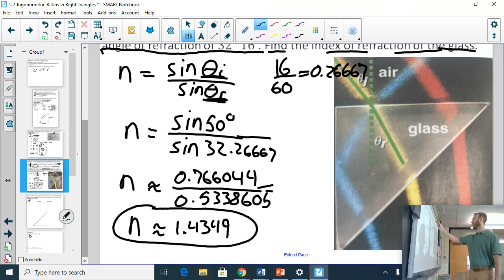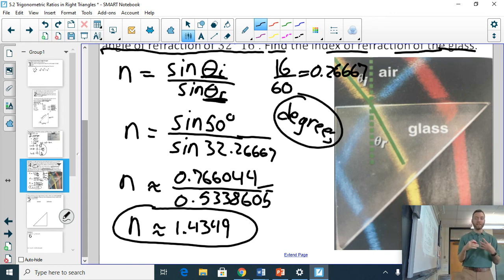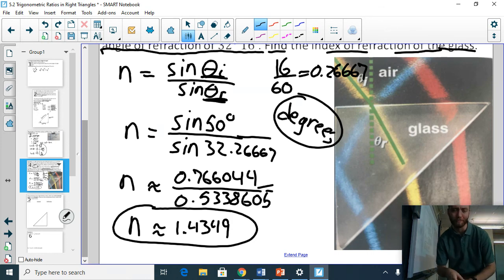So it's really just plugging in what we need to know. My tip for this is make sure your calculator is in degrees. Some calculators might be in radians. Make sure you go into your settings and make sure it is in degrees. It'll be called mode on your calculator.